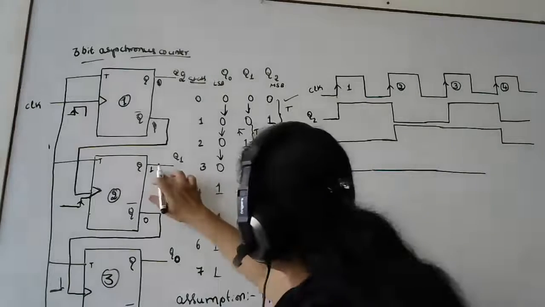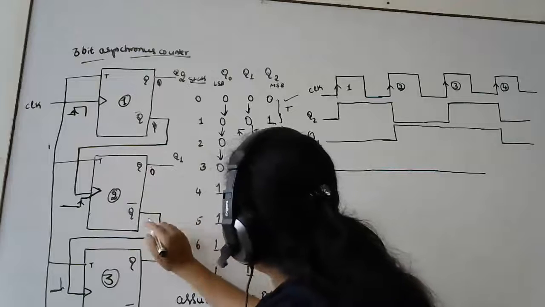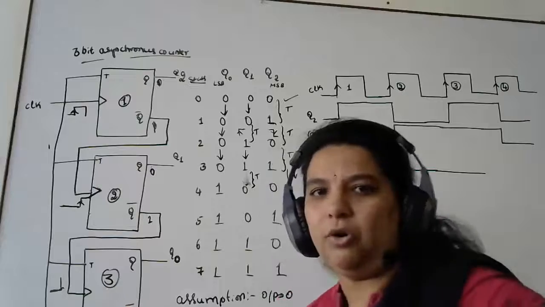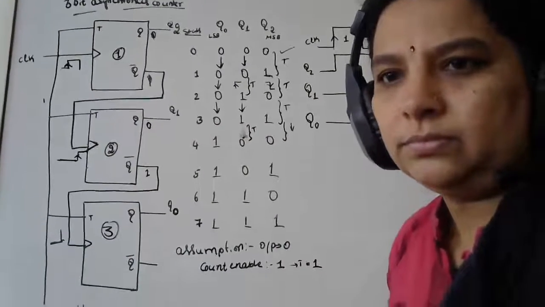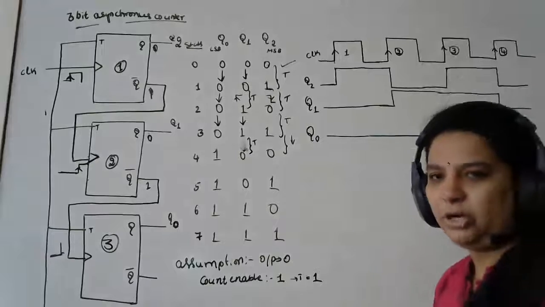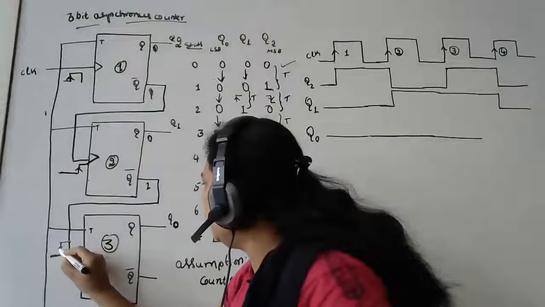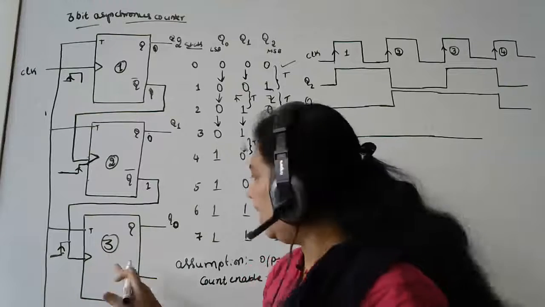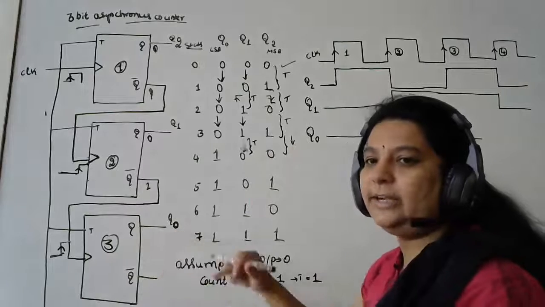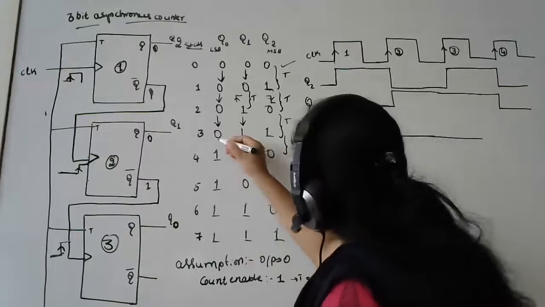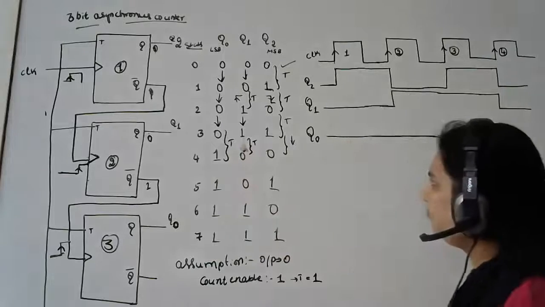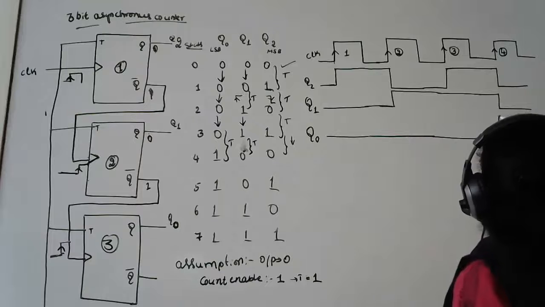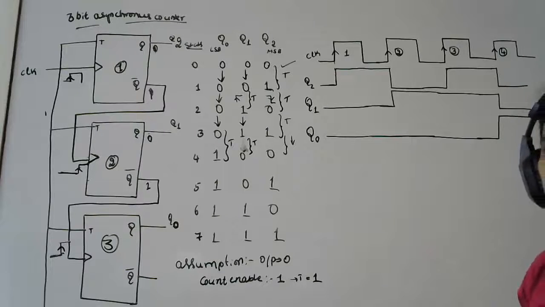Now, when this output becomes 0, this output becomes 1. So what has happened to my flip-flop now? My flip-flop will go to the positive edge. So this positive edge will make my third flip-flop toggle. So when it toggles, it was in the 0 state. It changes to 1 state, right? So see, it has changed to 1 state now, right? So now it goes to 1 state, correct?